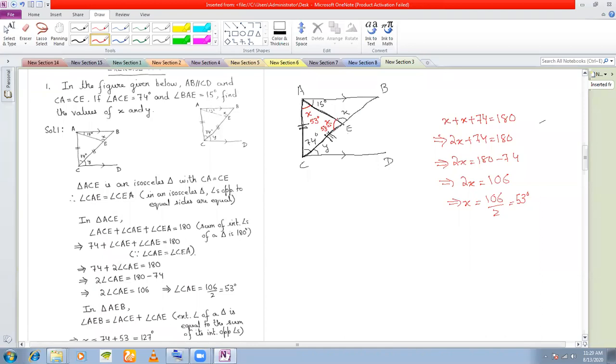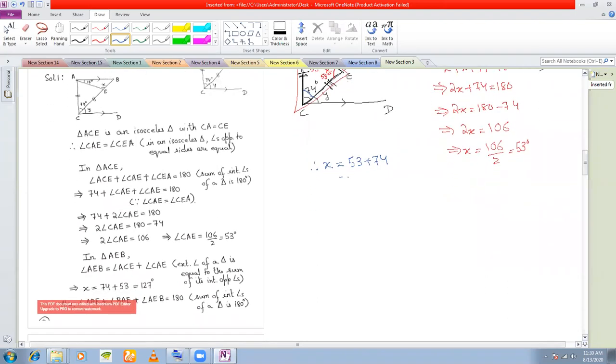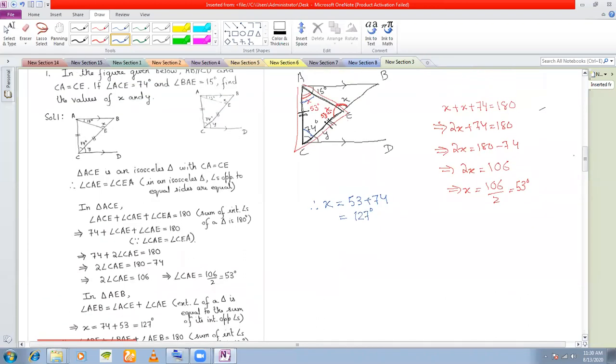Okay. Now what you see? So what is x now? You see that x is the exterior angle of this triangle, and you know that the exterior angle is nothing but the sum of the interior opposite angles, these two blue angles. So therefore x must be equal to 53 plus 74, which is equal to 127 degrees. Okay, so you have found out x.